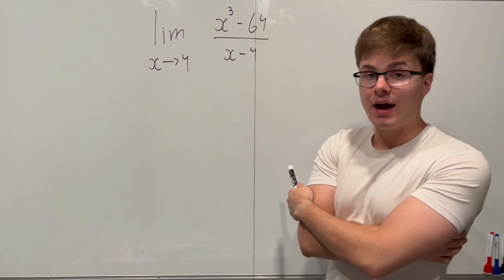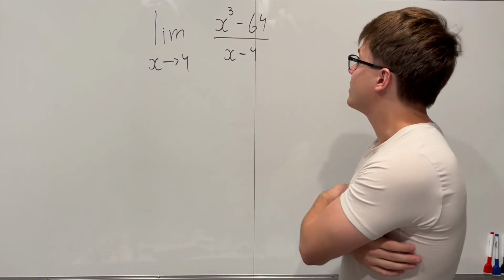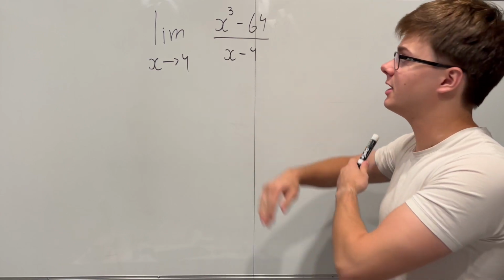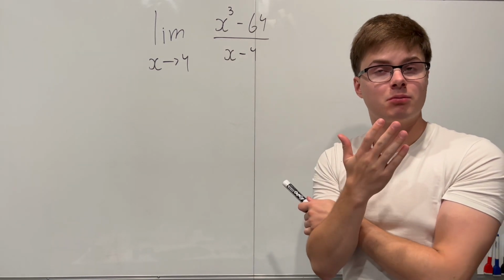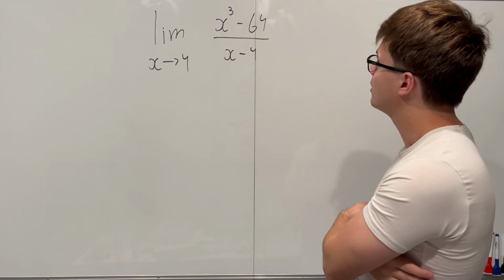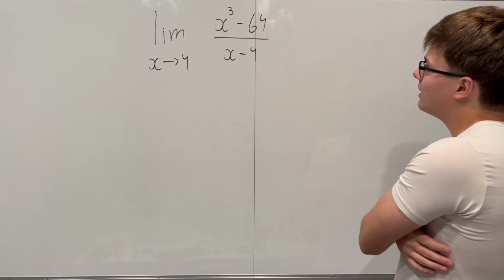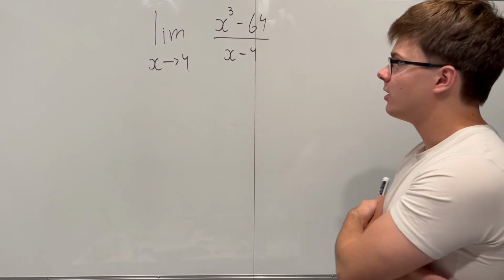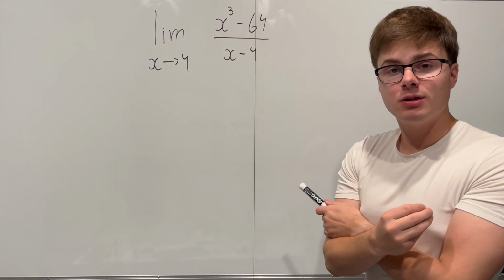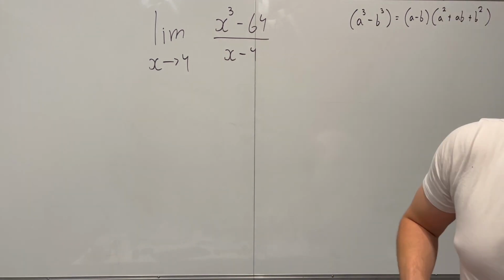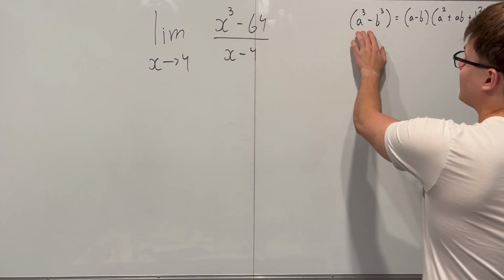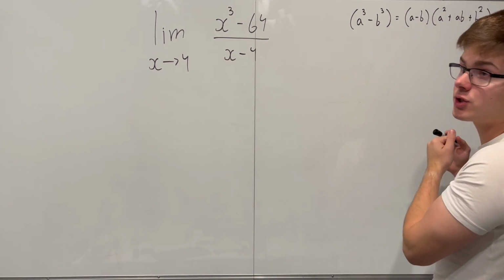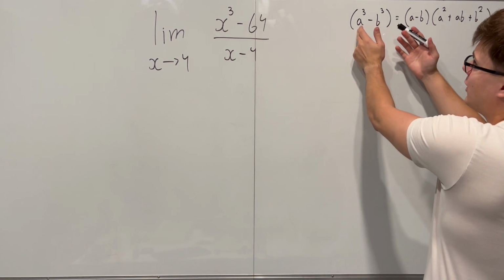We can maybe try factoring or reducing this function in some way to change the denominator to hopefully get rid of that problem of dividing by 0. Well, what can we do? It's not very easy to factor or reduce the numerator here, but an identity that will be very helpful is the following. The identity that a cubed minus b cubed is going to be the same as writing this expression out.